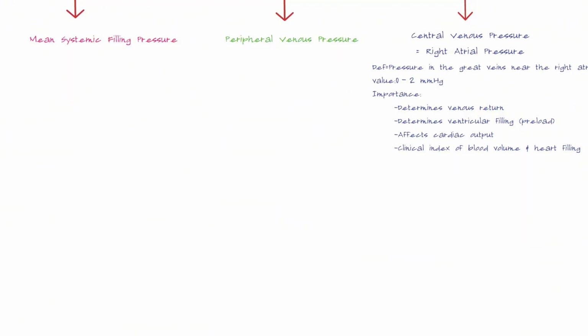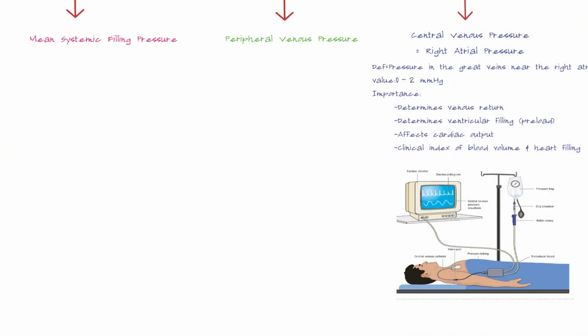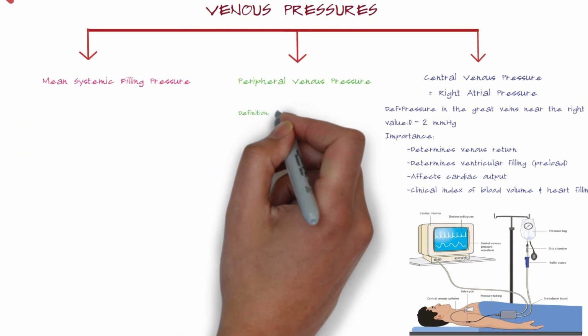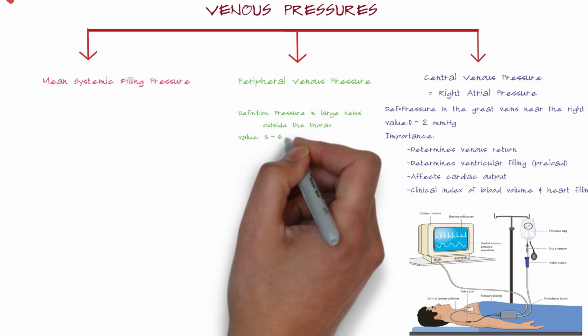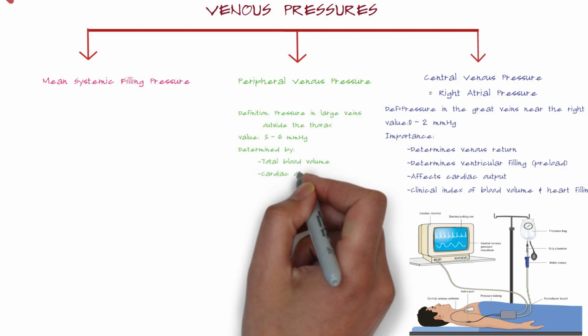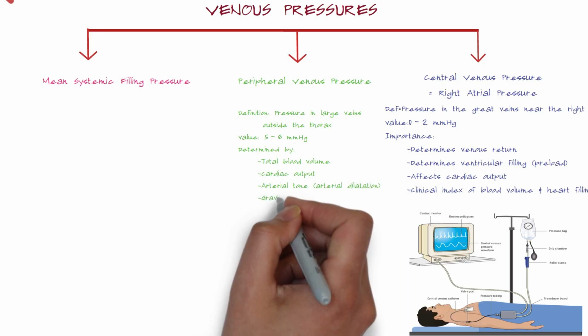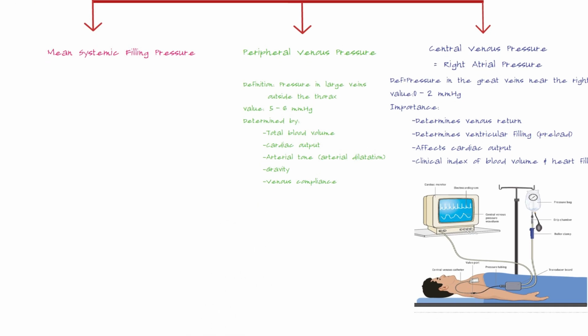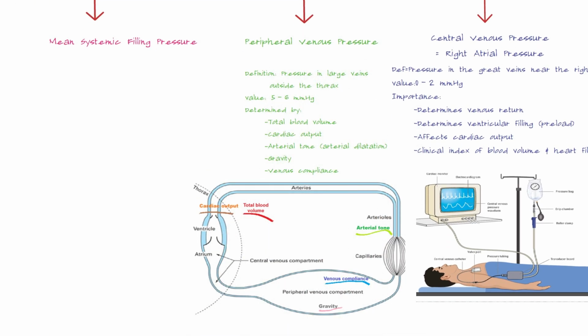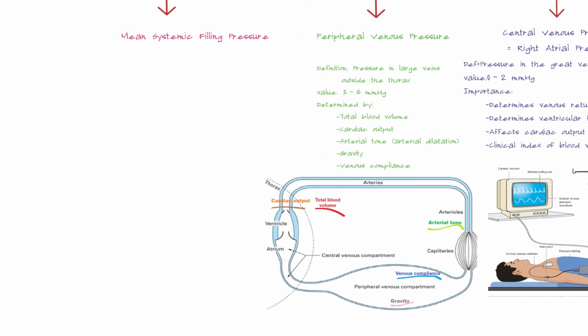The second pressure is the peripheral venous pressure. This is the pressure in the large veins outside the thorax. The normal value is 5 to 6, affected by the total blood volume, cardiac output, the arterial tone, the venous compliance, and gravity.